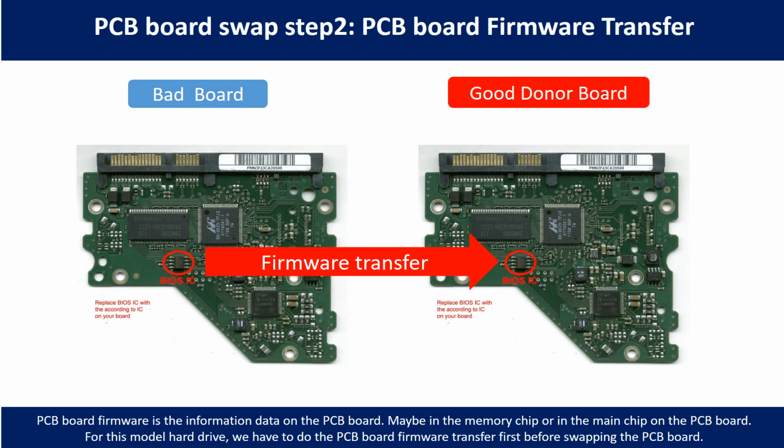PCB board swap step 2. PCB board firmware transfer. PCB board firmware is the information data on the PCB board. It may be in the memory chip or in the main chip on the PCB board. For this model hard drive, we have to do the PCB board firmware transfer first, then we swap the PCB board. Otherwise, the new board will not work on the original hard drive.